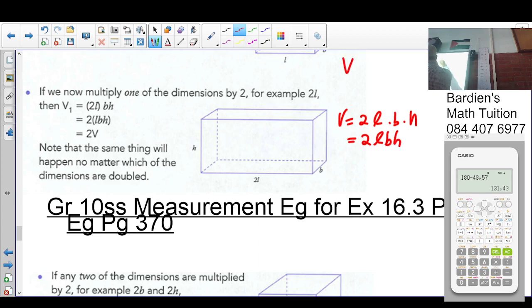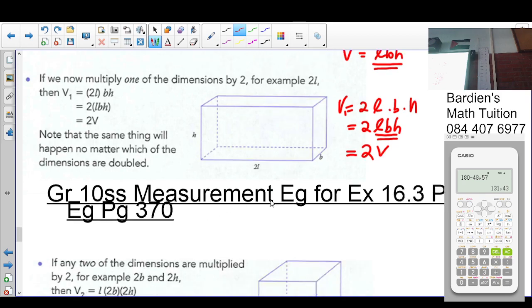But we know the volume of the first piece was length, breadth, and height. So what do you notice? That will be double the first volume. Let's call that volume 1, the first volume. So it's double the volume in the first case. Can you see that before?